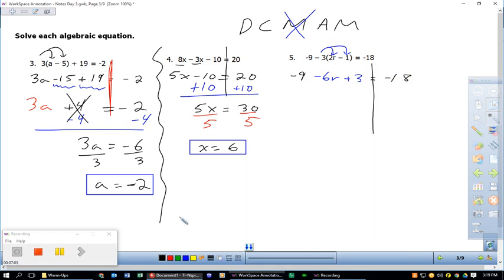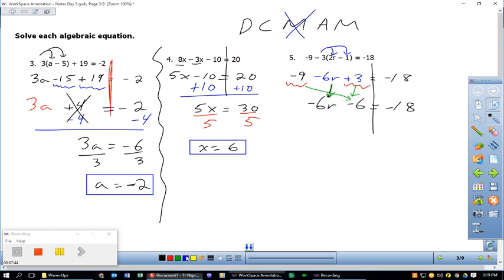Combine like terms, if there's anything to collect, and there is over here, we're going to take the negative 9 and the positive 3. That will give us a negative 6. Now we'll bring down negative 6r. Okay, so this just came from right there, and this guy came from those two combined together. Now we're going to bring down the equals negative 18.